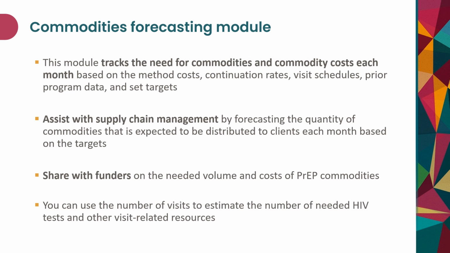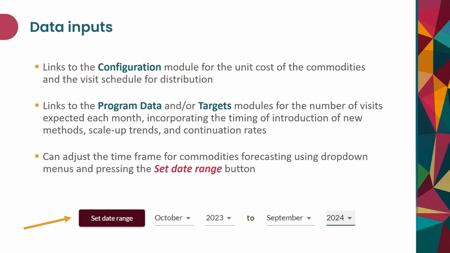Additionally, for countries that are considering starting PREP programs or introducing new methods, this module can be used to examine whether the commodity needs are feasible. This module comes last in the Prep-It tool, and the necessary inputs are entered in the prior modules of the tool. In the configuration section, one specifies the type or types of commodities, their unit costs, as well as the client visit schedule for distribution.